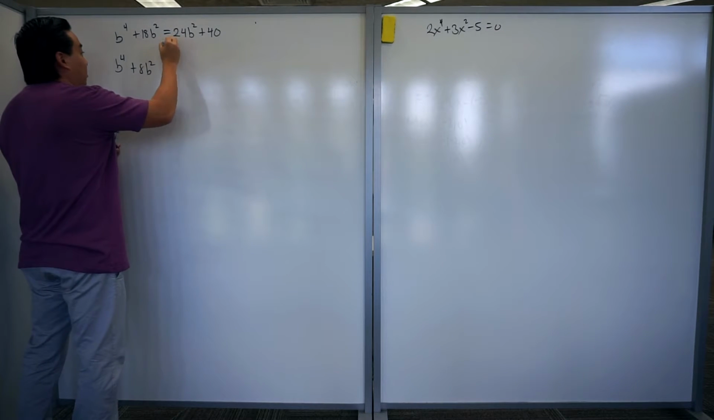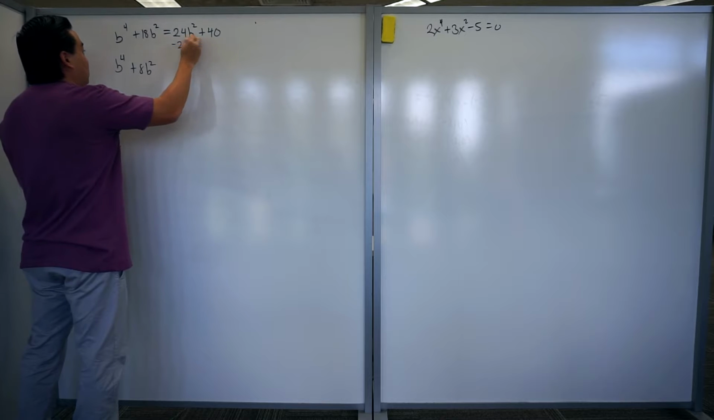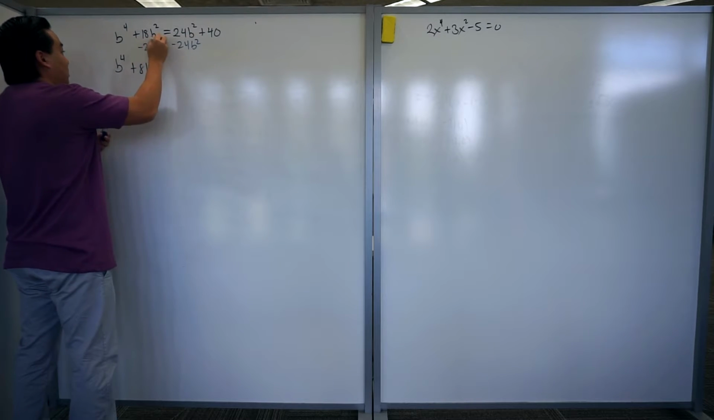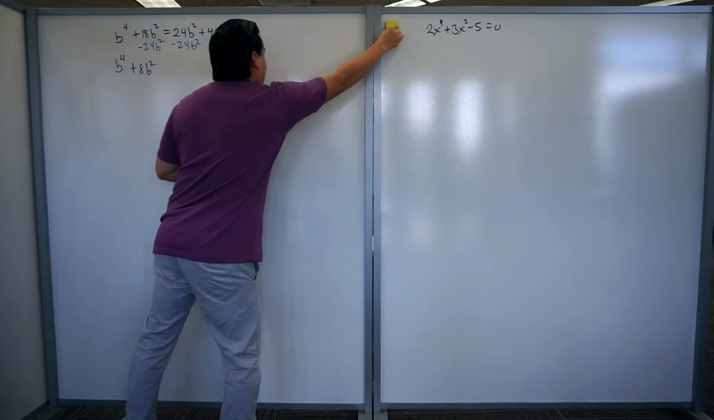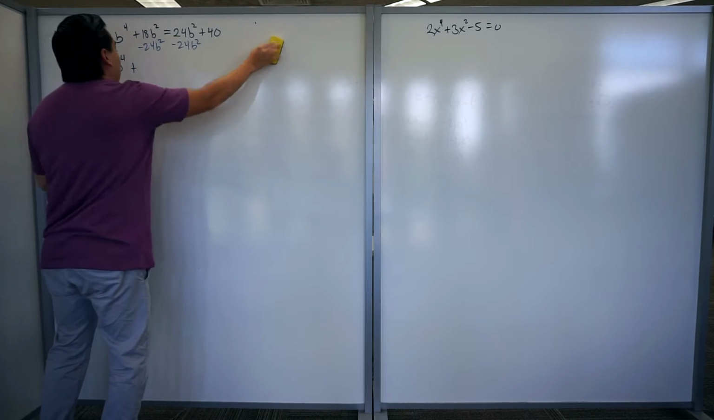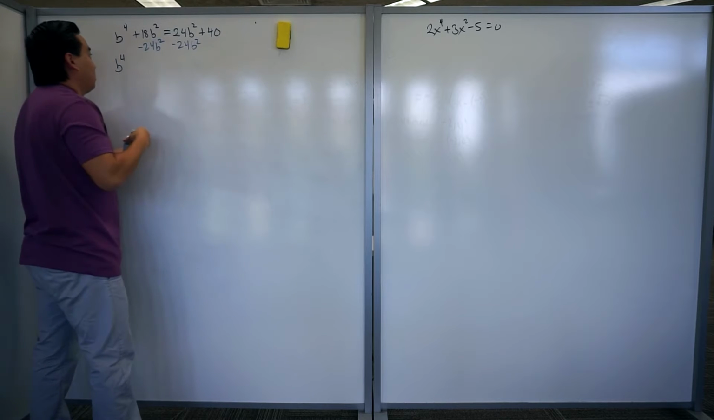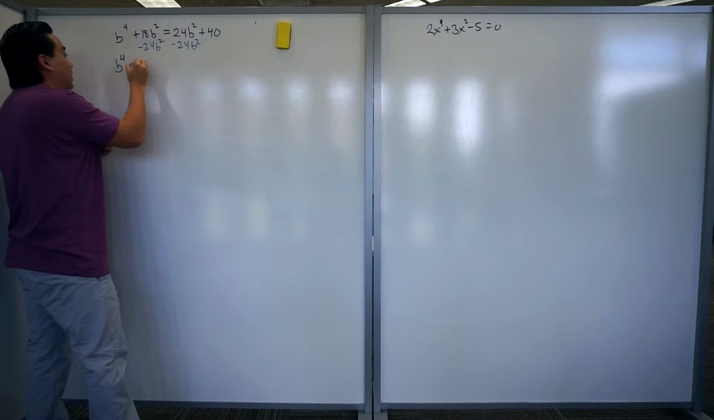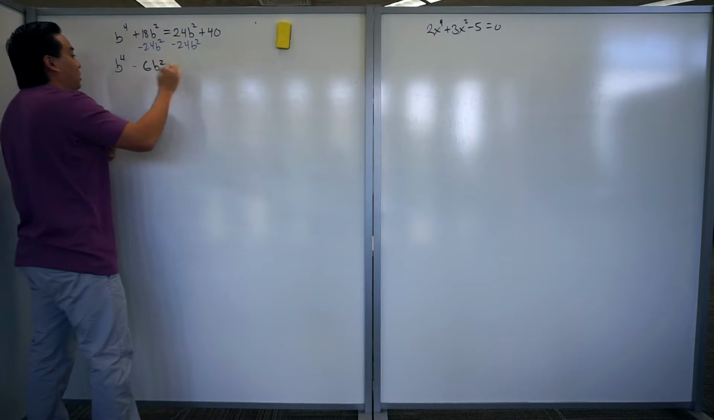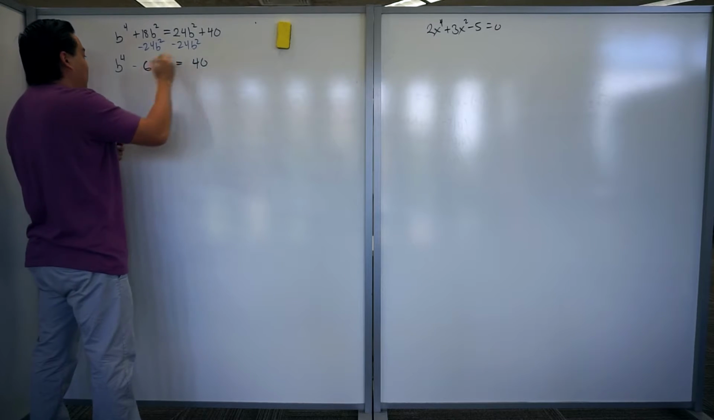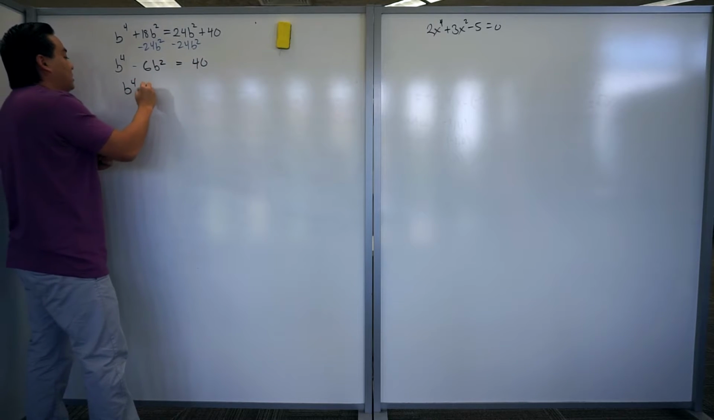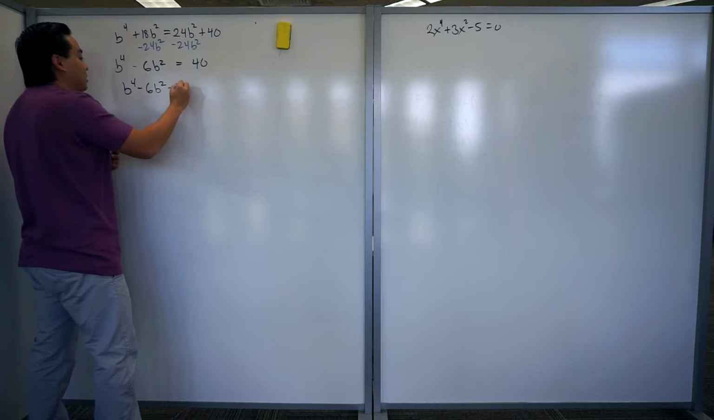And let's take away 24b squared, so we can actually do that right away, which gives you negative 6b squared equals 40, or b to the 4th minus 6b squared minus 40 is 0.